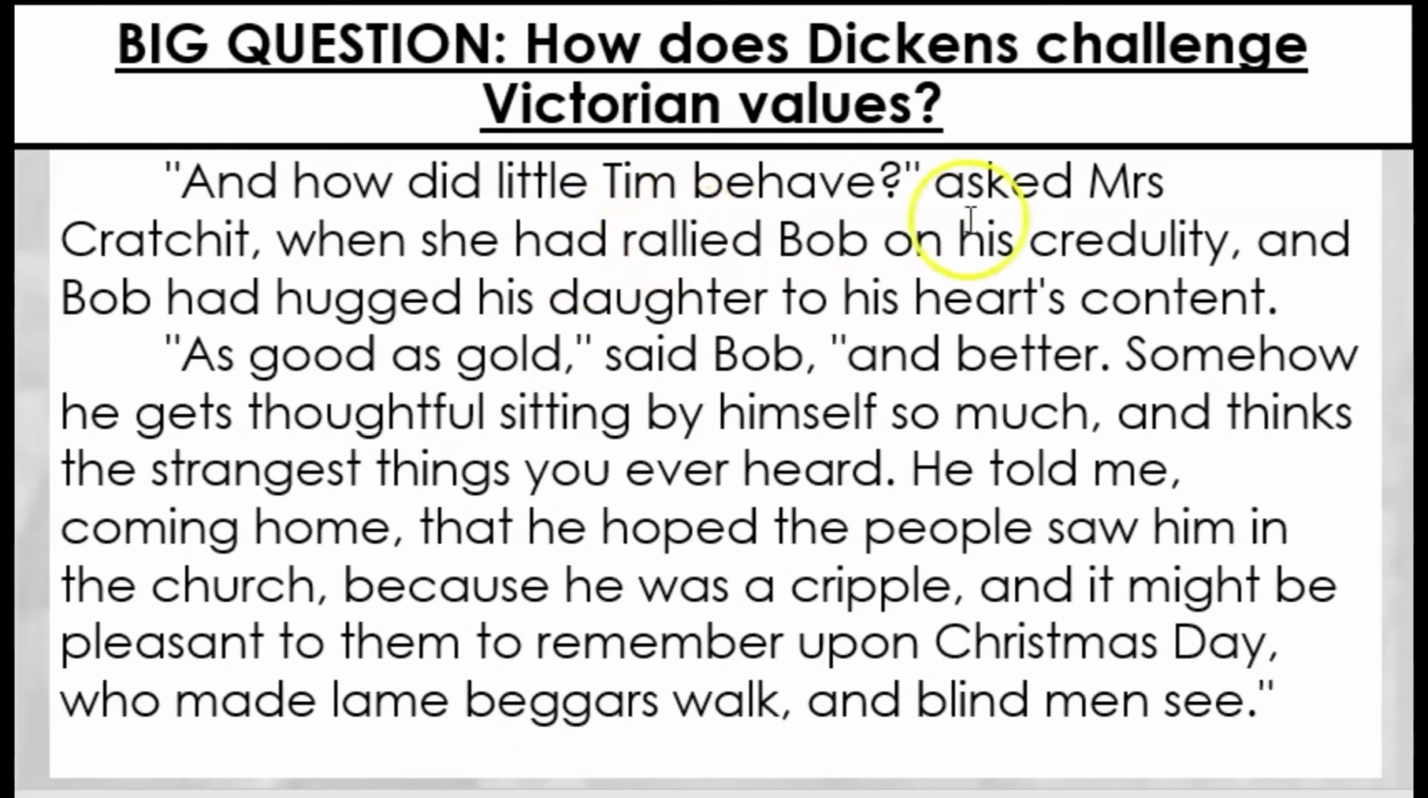"And how did little Tim behave?" asked Mrs. Cratchit, when she had rallied Bob on his credulity, and Bob had hugged his daughter to his heart's content. "As good as gold," said Bob, "and better. Somehow he gets thoughtful sitting by himself so much, and thinks the strangest things you ever heard. He told me coming home that he hoped the people saw him in the church because he was a cripple, and it might be pleasant to them to remember upon Christmas Day who made lame beggars walk and blind men see."